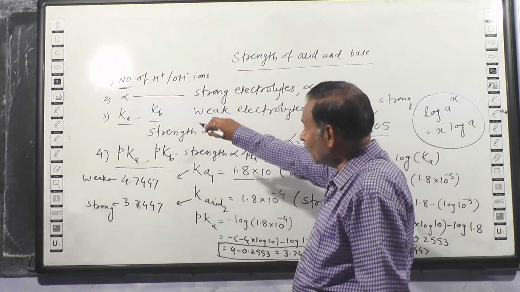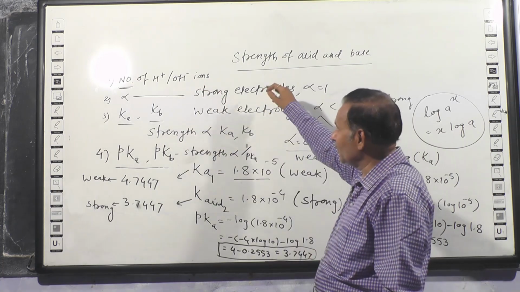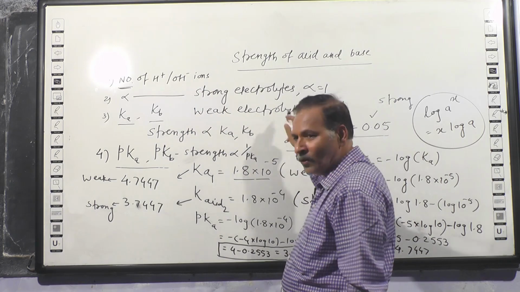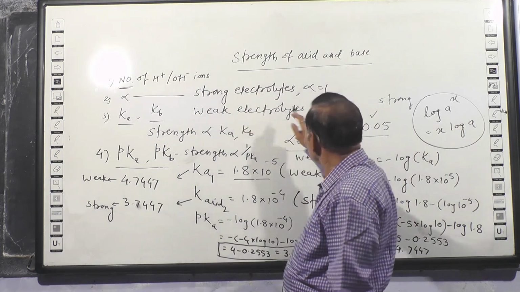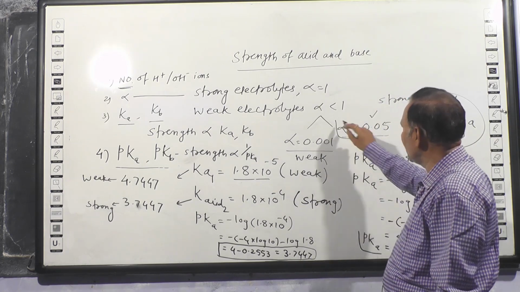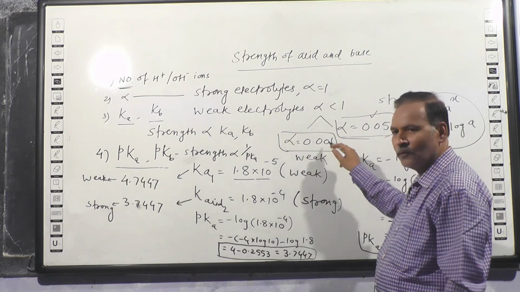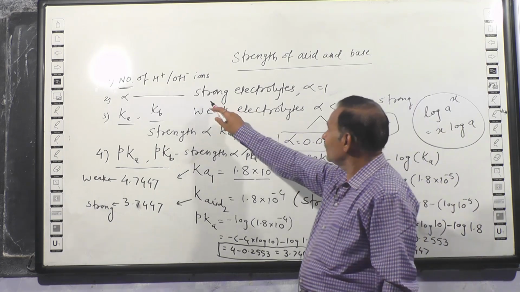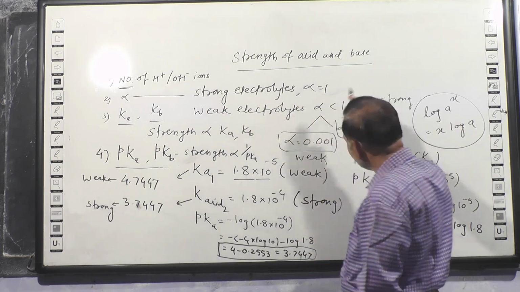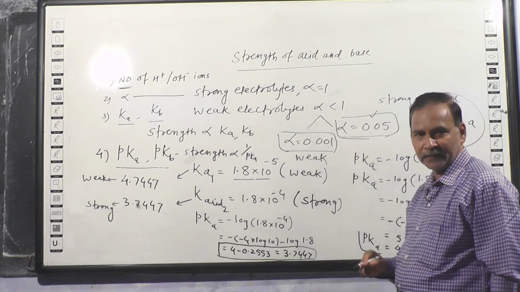In short, if the number of H plus or OH minus ions at equilibrium is more, the acid or base will be strong. If alpha is more, it is always less than 1 for a weak electrolyte, but still we can compare. The example is here: where alpha is more, the acid and base is strong, and the other acid and base is weak. So the second factor is alpha: 1 for a strong electrolyte, less than 1 for a weak electrolyte. Till these two values are less than 1, but this is strong as compared to this.